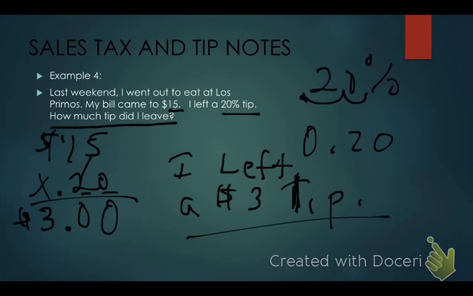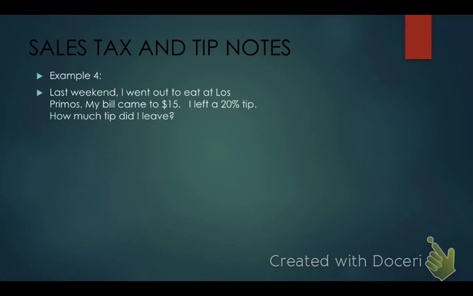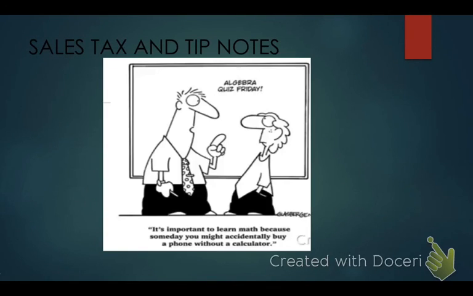There you go. Again, if I go too fast, ask questions. Now, it's important to learn math because someday you might accidentally buy a phone without a calculator. Just something to think about. You know? Just something to think about.